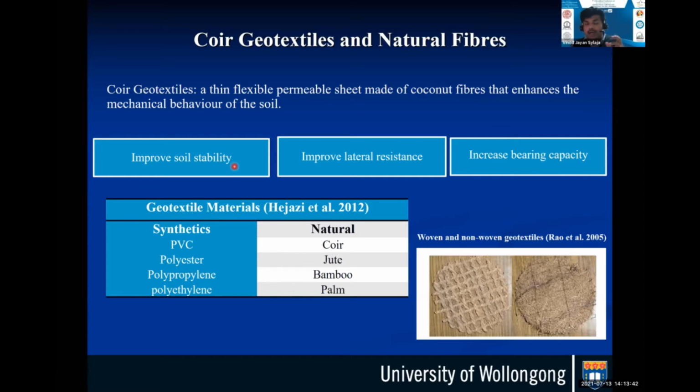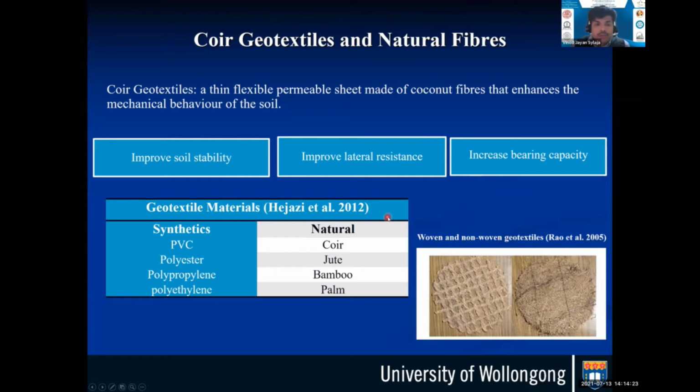So we have observed this kind of mechanism, but we need to understand a bit more into this mechanism and come out with a model which can be used comfortably by a practicing engineer to predict this behavior for short-term and the long-term perspective. Now, it improves the soil stability. It improves the lateral resistance and increases the bearing capacity. And this has been reported widely by various researchers.